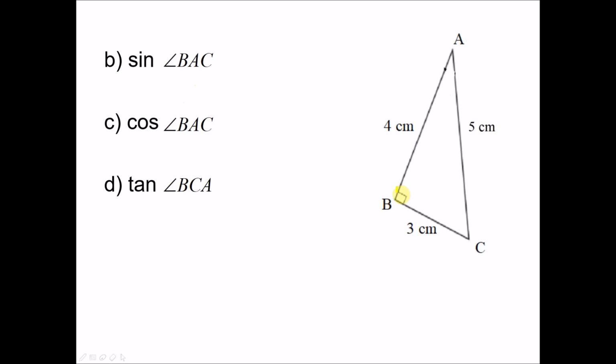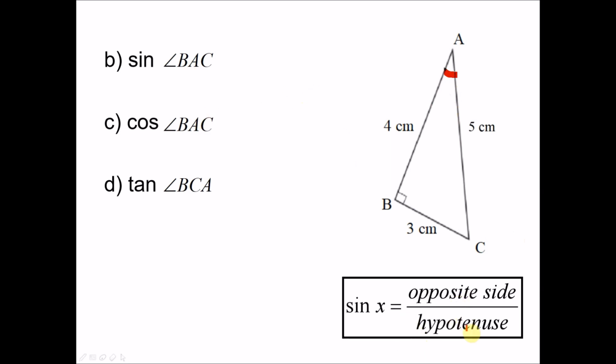So now we have all the values of the sides ready. We find the sine of angle BAC. Since A is in the middle here, the angle is here. To find the sine for this angle, we use the formula opposite side over hypotenuse. For this angle, the opposite side is BC, so we take the 3 here, and the hypotenuse is this. So it's 3 over 5.